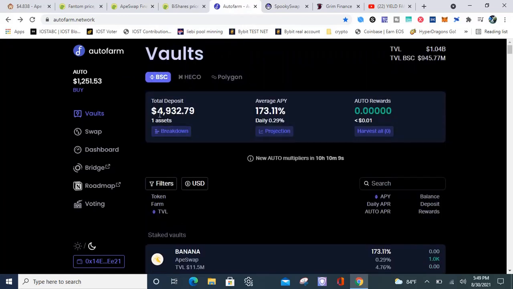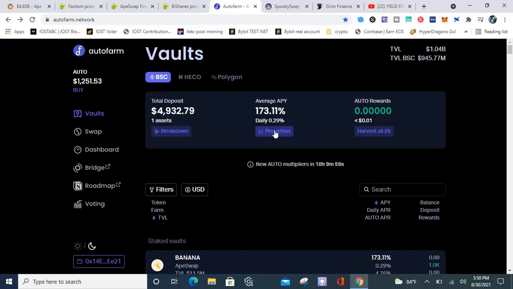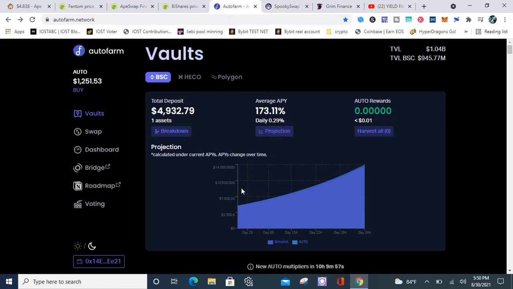So there you go. My total deposit is $4,932. I'm earning 173%. My daily APY is 0.29%. And let's go to my projections to see. With that deposit, I'm on my way to earning $14,000 off this $4,932 if I leave this in here for 364 days. Like I say again, man, crypto is great.